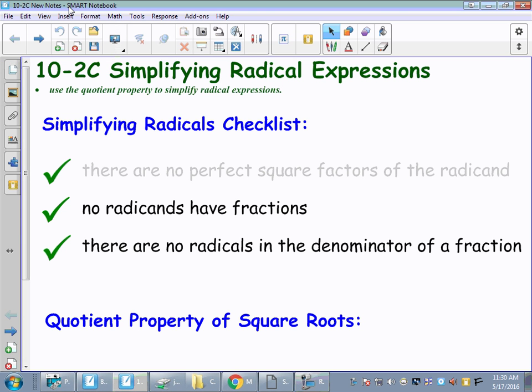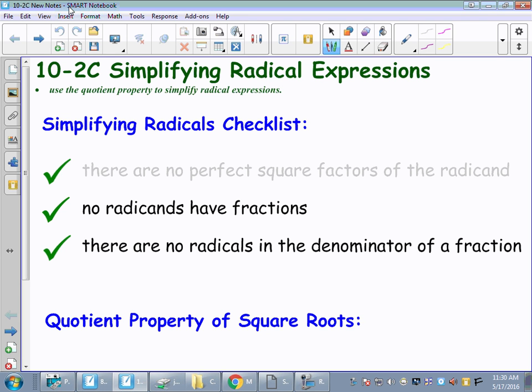These are your 10-2C notes, simplifying radical expressions. Just going to refer back to our radical checklist. Remember, you always have to take out the perfect square factors. If there are any perfect square factors under the radical sign, you have to take those out.